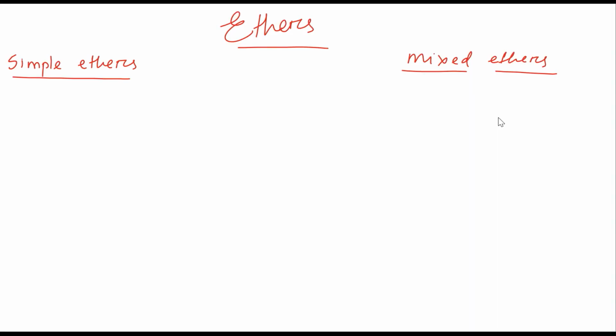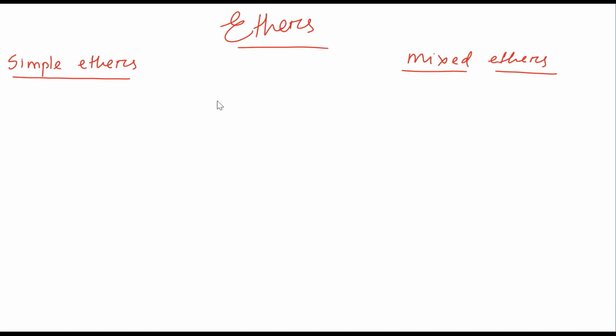Today we'll see ethers. First of all, we'll see the name, how it is named, the common name. Next we will see the types of ethers. First one is simple ethers. Next one is mixed ethers. Then we will see methods of preparation. Then we will see reactions. So first of all we will see ethers.